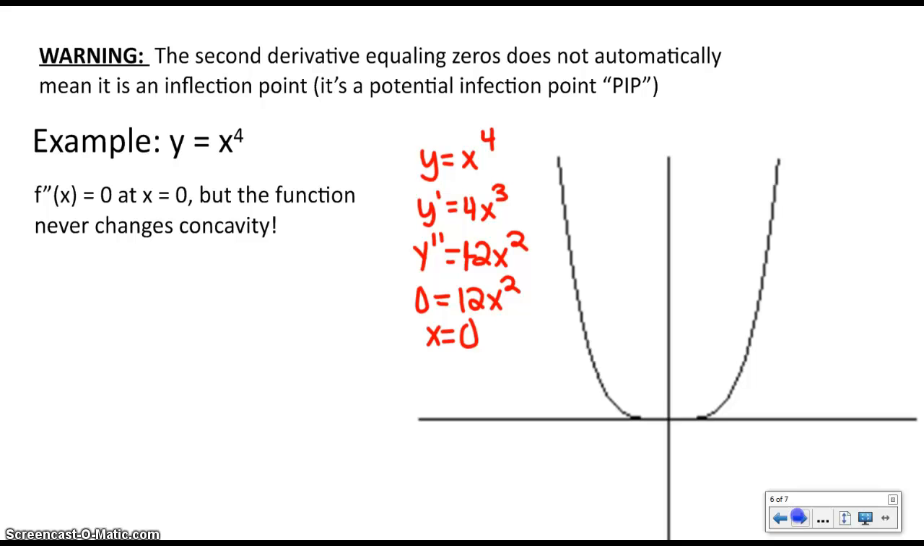But if you look at x equals 0 on the original function graph, there is no change in concavity there. This graph is concave up everywhere. So you have to be careful with inflection points. Just because the second derivative equals 0 at a point does not necessarily mean the graph changes concavity. You have to check for that.